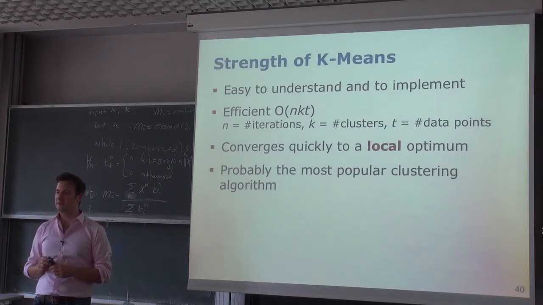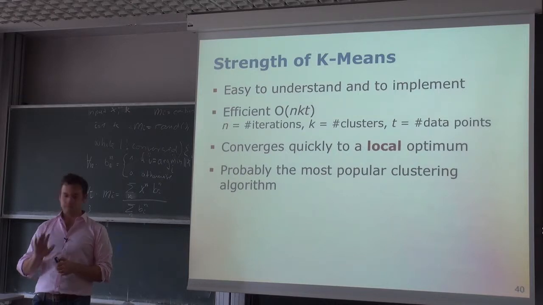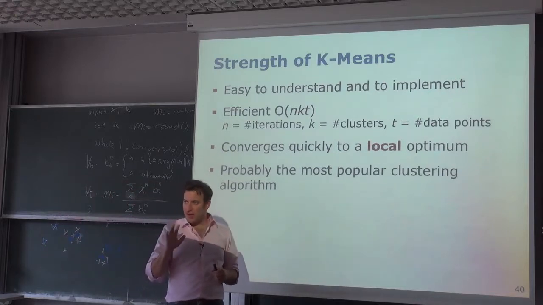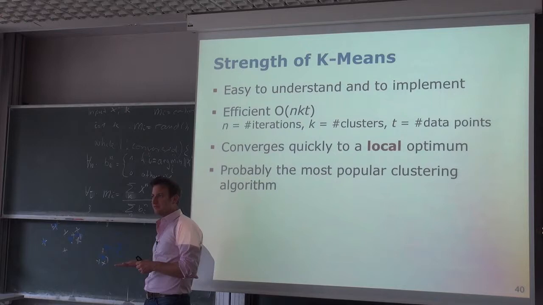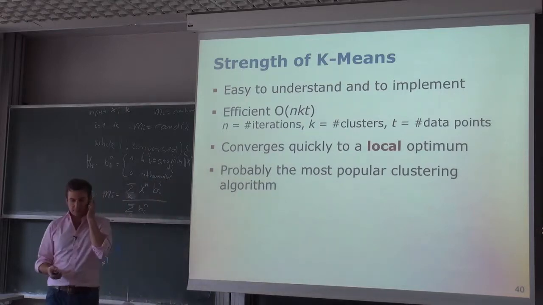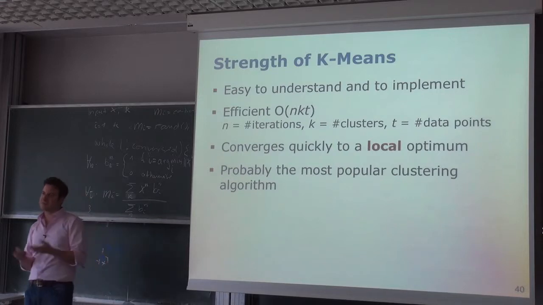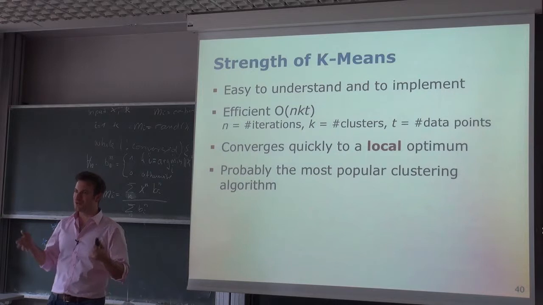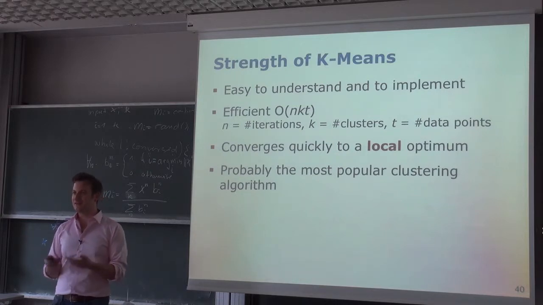Yes, please. Since it is only creating a local optimum, it also very much depends on where you start with the centroids. Exactly. The initialization of the centroids has an impact on the final result. So it's sensitive to the initial guess. Absolutely right. This holds for all local methods, unfortunately, or most of them. It's a local method because it converges to a local solution, and as long as I have more than one local solution, I typically don't find the global one.